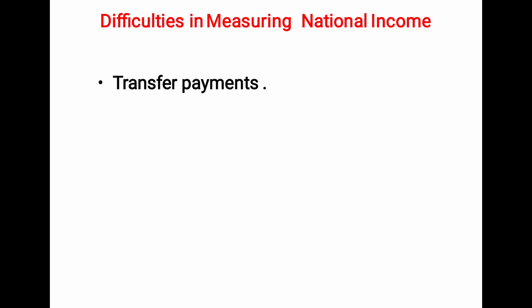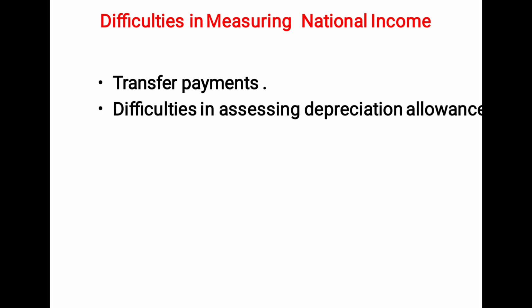What is the first difficulty that we face when we calculate national income? First one is transfer payment. Do you know what is transfer payment? It's nothing but government expenditure. It's not an income for the government. It is an expenditure by the government for people like pensioners, the unemployed through unemployment allowance, and subsidies granted by the government. These are not income towards the government. They are supposed to be expenditure of the government.